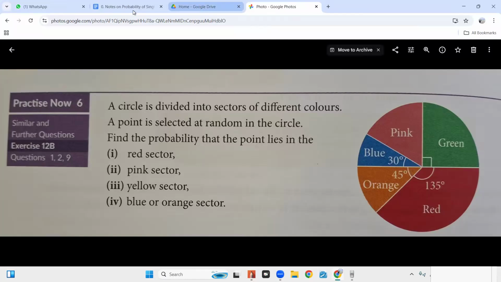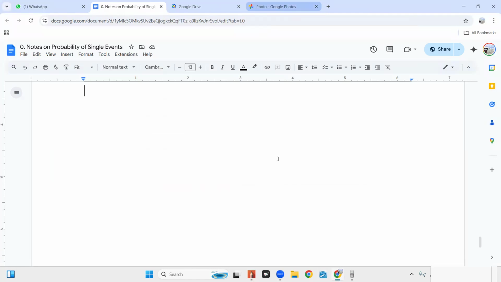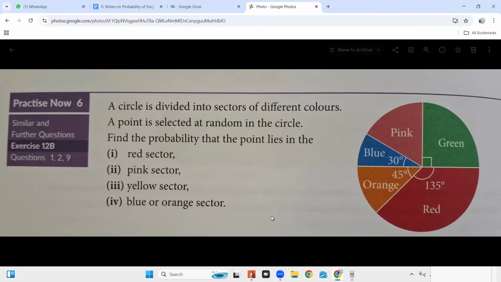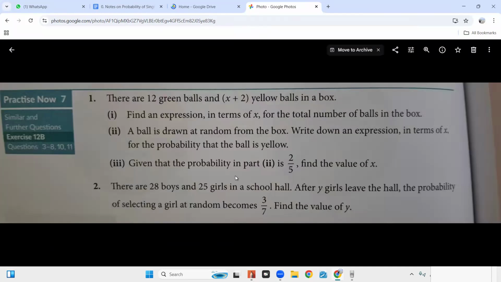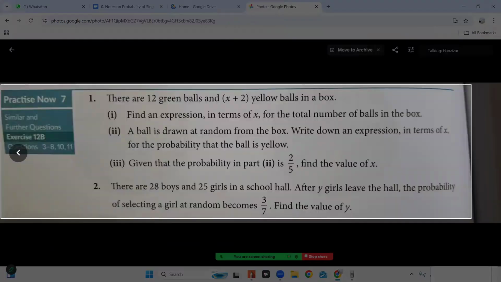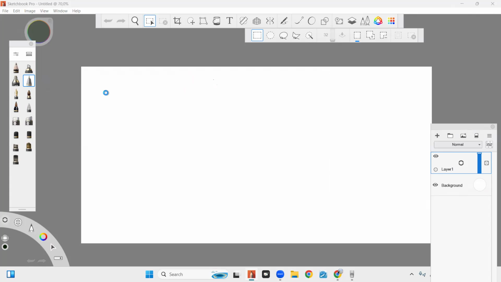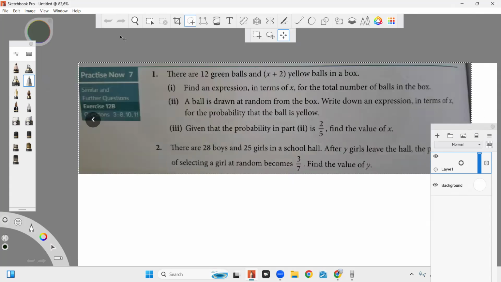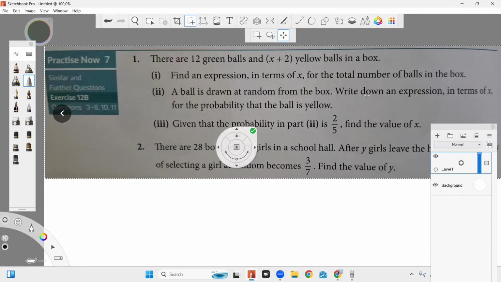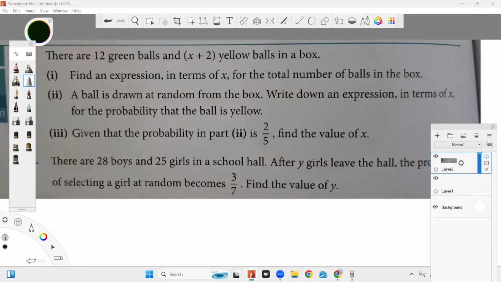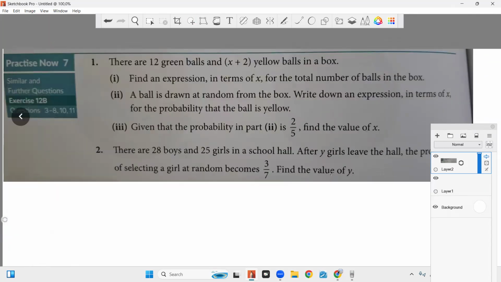Next, we go to the next question. Last question, actually. Last 2 questions. Practice now 7. I will give you some time to think, not lazy. Focus on the question.